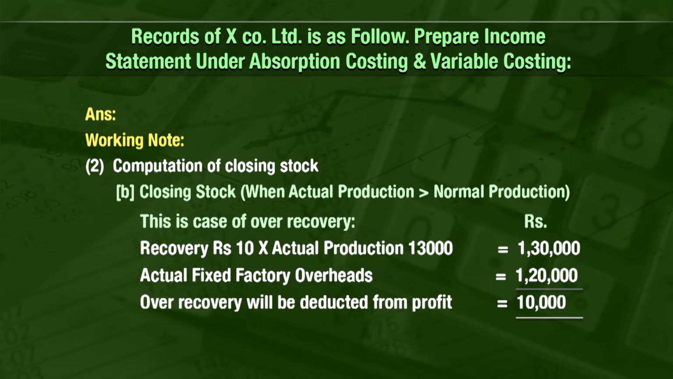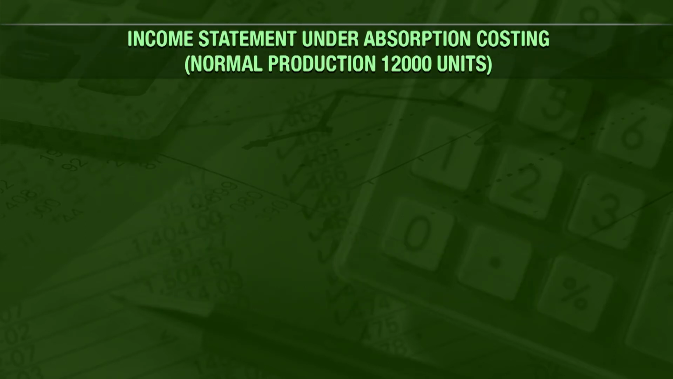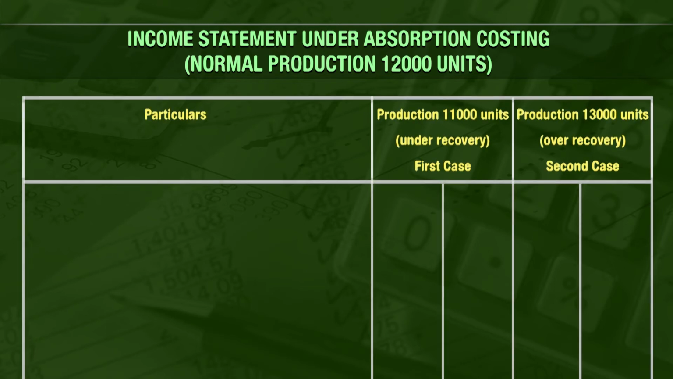Here our recovery rate is rupees 10 per unit, while actual production is 13,000 units. Therefore, recovered overheads are rupees 1,30,000, while our actual fixed factory overheads are rupees 1,20,000. Therefore, it is a case of over recovery and rupees 10,000 will be deducted from our unadjusted profit to arrive at adjusted profit. Now, let us prepare the income statement under absorption costing where our normal production is 12,000 units while actual production is 11,000 as well as 13,000 units.